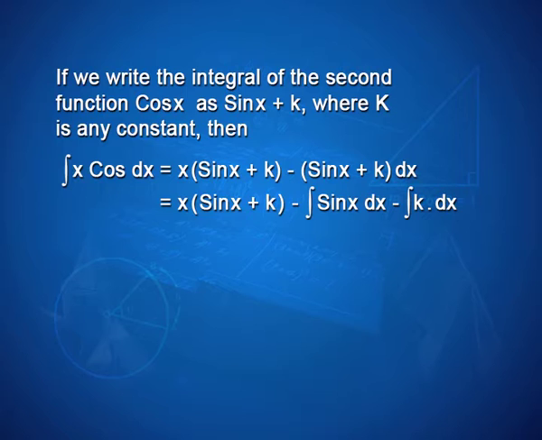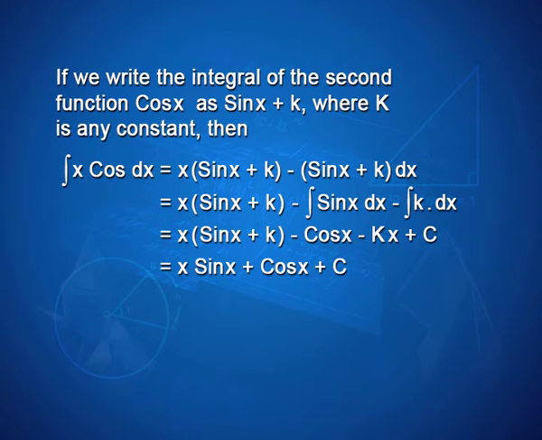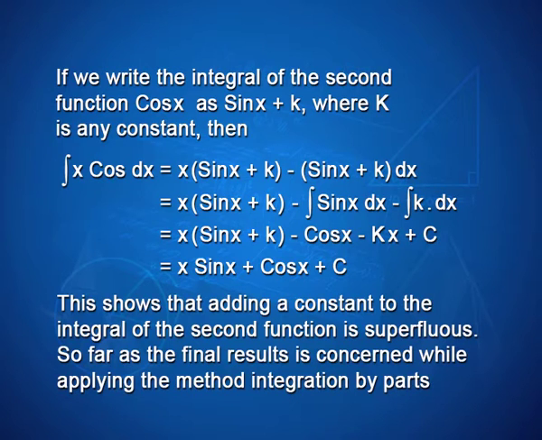minus the integral of k into dx, that is equal to x into (sin x plus k) minus (minus cos x) minus kx plus c, that again can be simplified as x sin x plus cos x plus c. This shows that adding a constant to the integral of the second function is superfluous, so far as the final result is concerned, while applying the method of integration by parts.